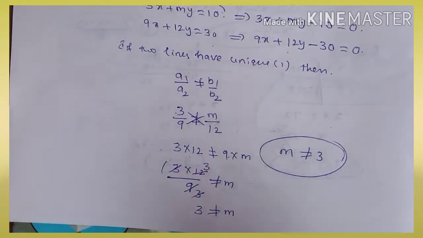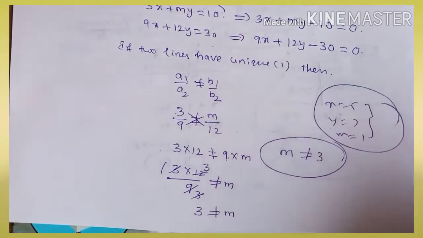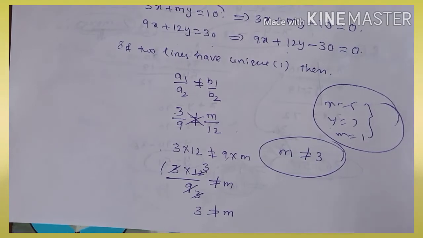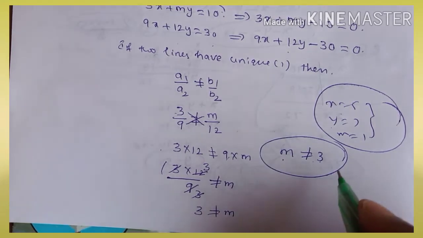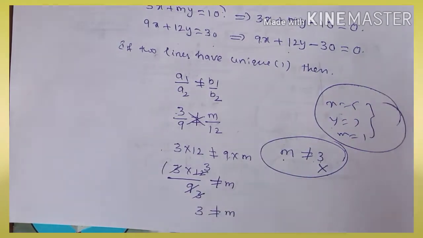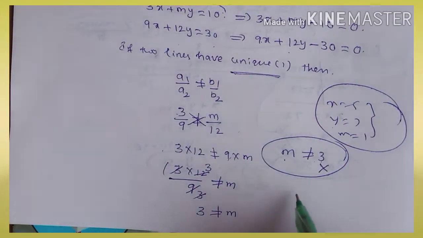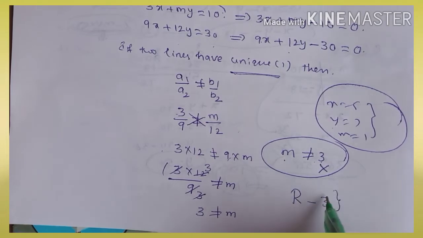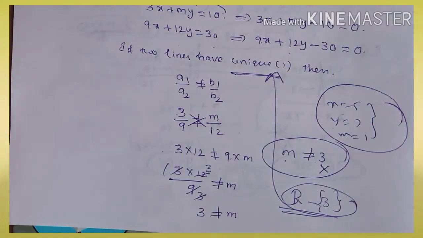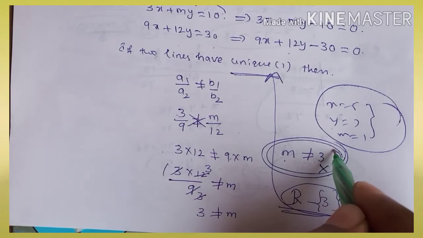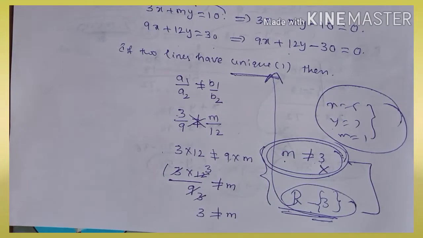In general the result will be x equal to 5, y equal to 7, m equal to 1. These types of answers you will get in general, but in this case you got the m value not equal to 3, meaning except the value 3, any value you substitute in the place of m will always give a unique solution. From the set of real numbers you subtract only the number 3. This is your solution for getting a unique solution. So we can write m is not equal to 3, or R minus the set {3}. You can write anything. Okay?